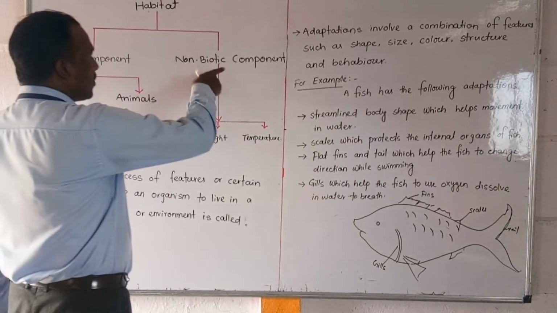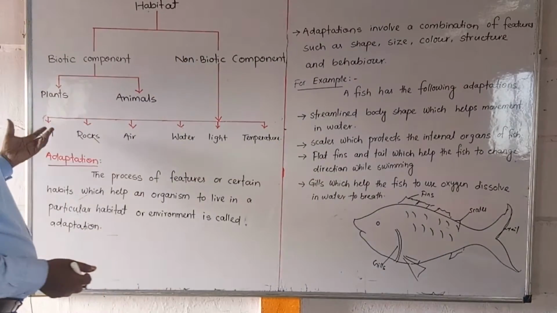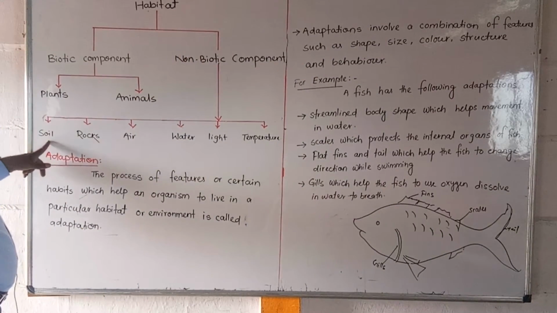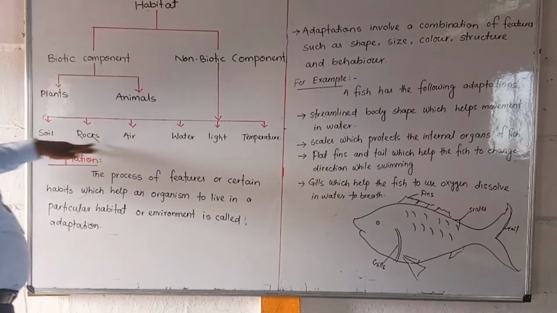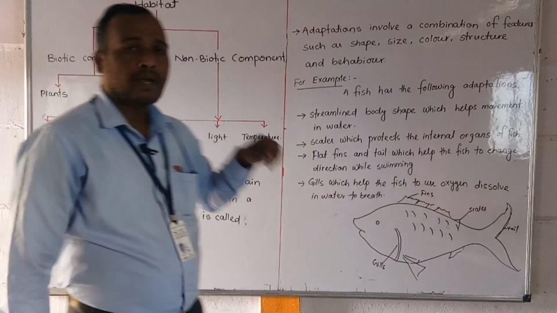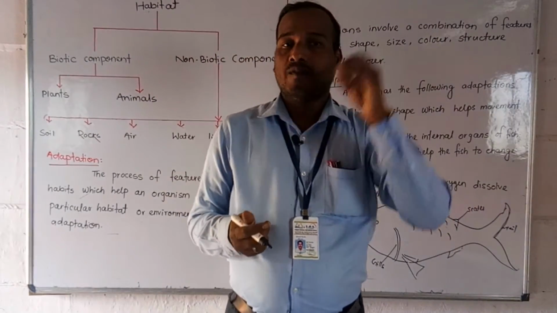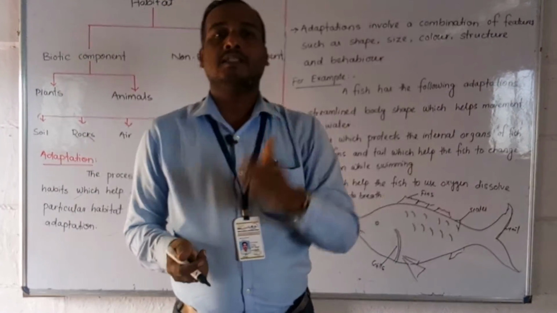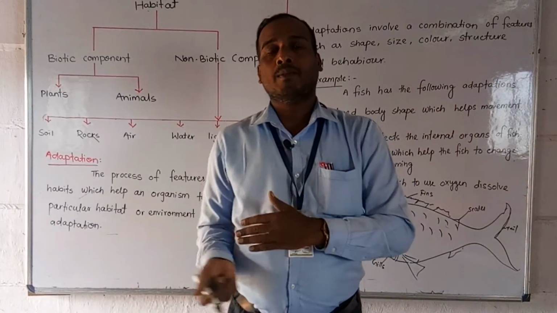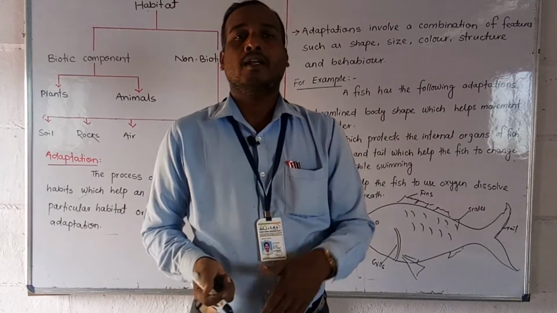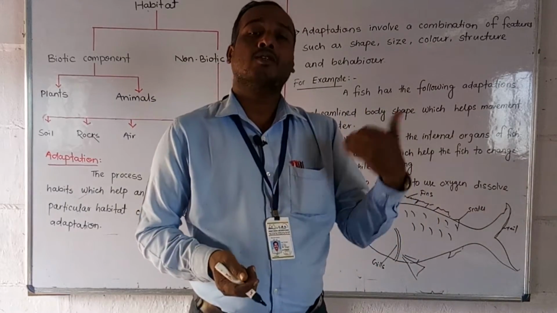Likewise, the other component is called non-biotic components, and it consists of six components, generally soil, rocks, air, water, light, temperature. These are called the non-biotic components of habitat. Did you understand, students? A habitat consists of mainly two components. One is biotic components, which are plants and animals, and non-biotic components like rocks, soil, air, water, light. These are the non-biotic components.